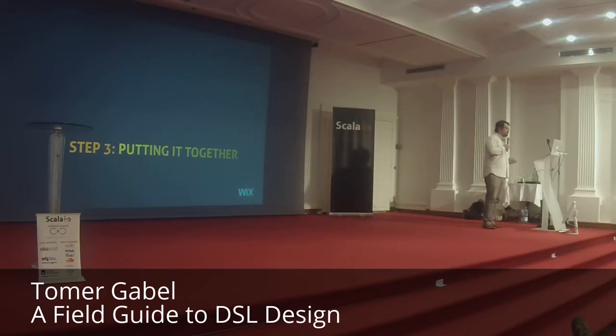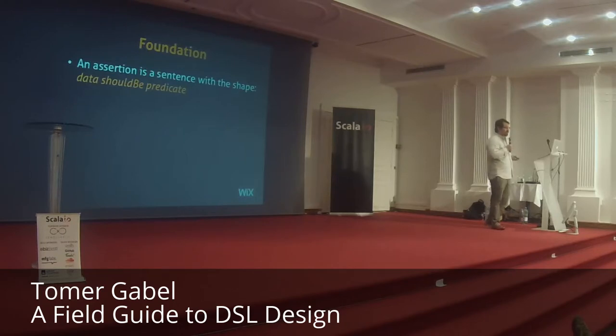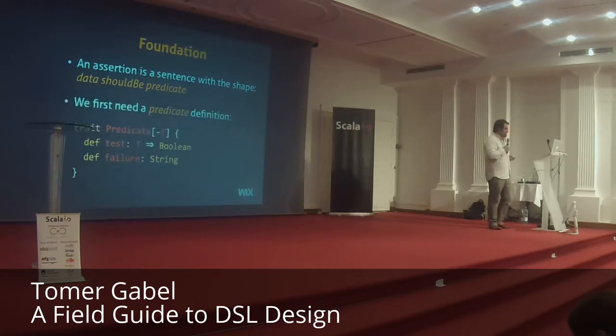So let's get into the code. As we said before, an assertion is a sentence that takes a certain shape. That shape is some piece of data should be some sort of predicate, or some assumption over the data. The first thing we need to do is define what a predicate is. So in this case, we have a trait. That trait is called predicate. It's contravariant over some type T, because an assumption over some supertype is usually a valid assumption over a subtype as well. For instance, if my assumption is that something is null, that applies to any reference type.